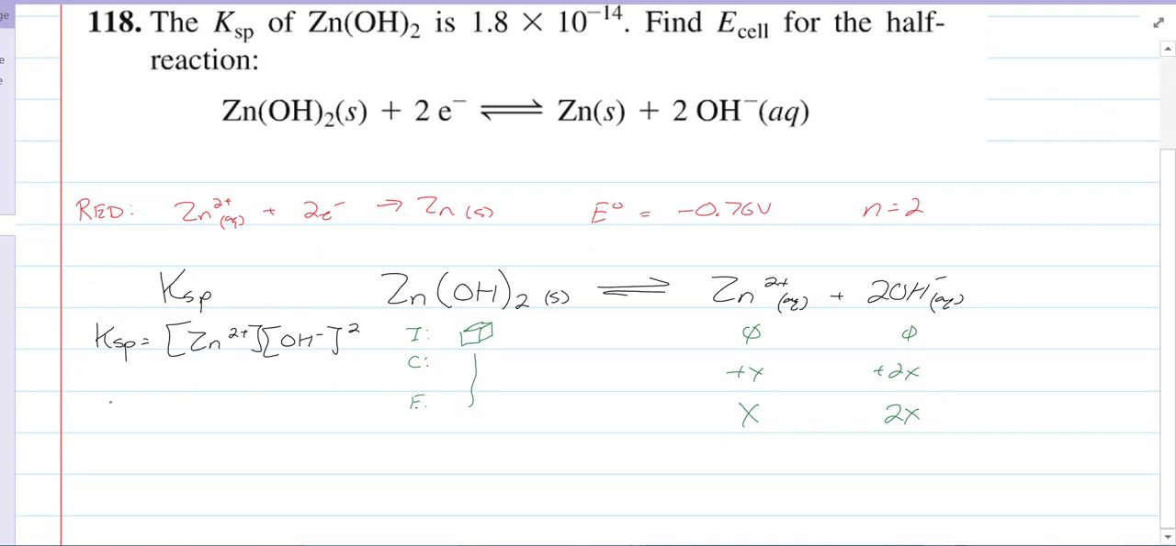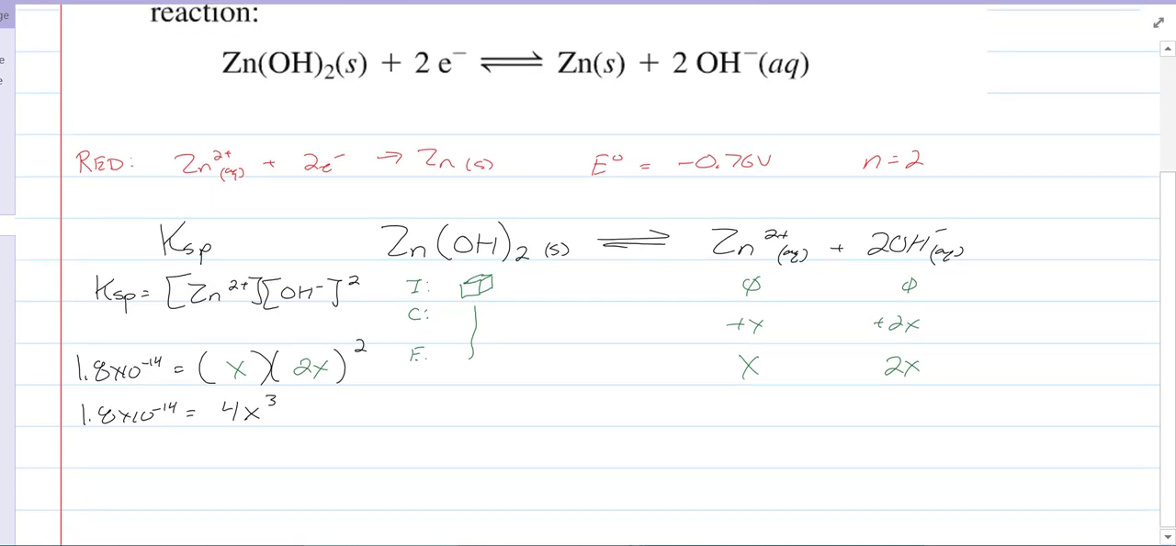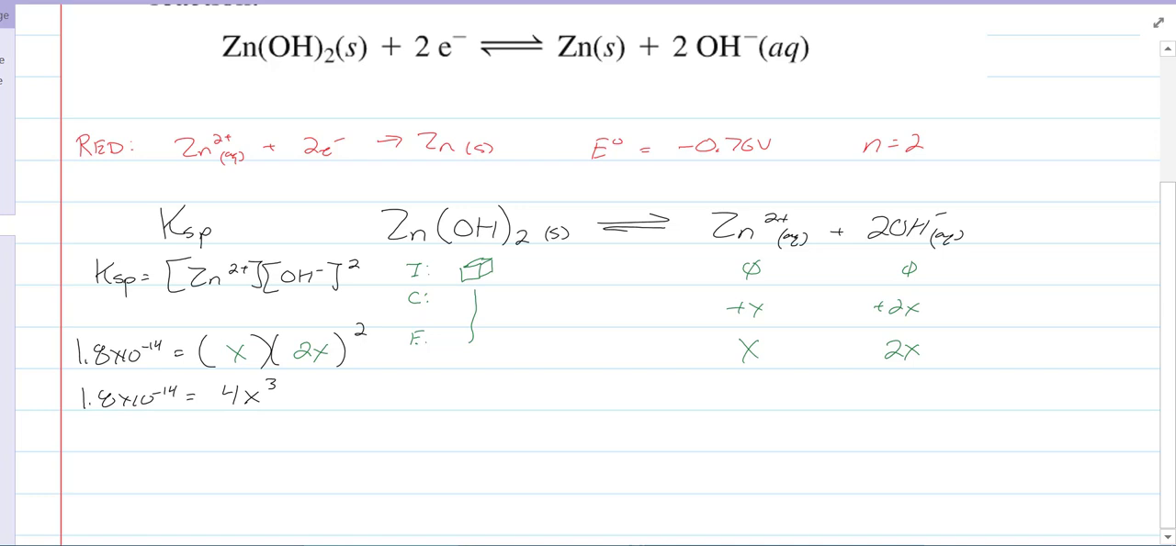So we can throw into Ksp here. We know it's 1.8 times 10 to the negative 14th equals x times 2x squared. So this is where it becomes 1.8 times 10 to the negative 14th equals 4x cubed. Take your deep breath: 4x cubed, because it's very easy to make a silly mistake and make it 2x squared or 4x squared or something like that. Don't do that. Take the deep breath, slow down, do it. So then x equals 1.65 times 10 to the negative 5th molar. That's the concentration of zinc in solution.